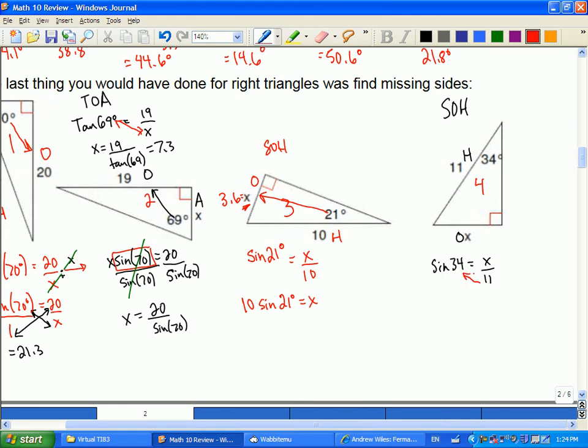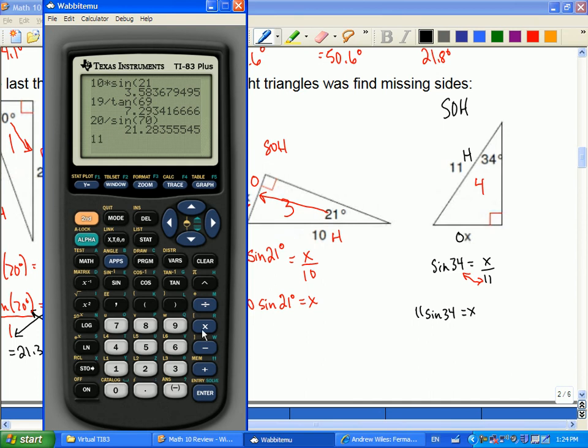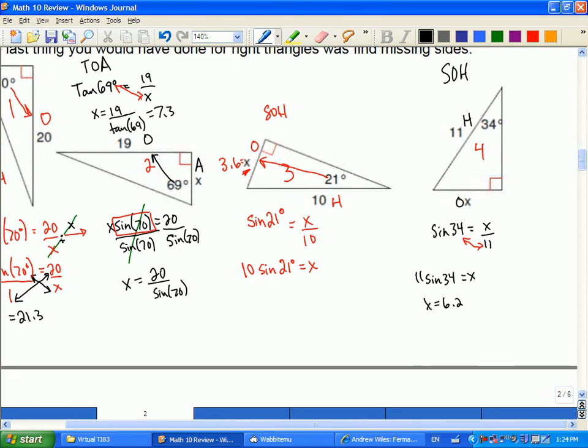And again, this is the pathway these things could move on. So the 11 can go up to the top. I would have 11 sine 34 is equal to x. So let's figure out what that value is. 11 times the sine of 34. So 6.2. Do people need a minute there? Okay, I'll give you 30 seconds.